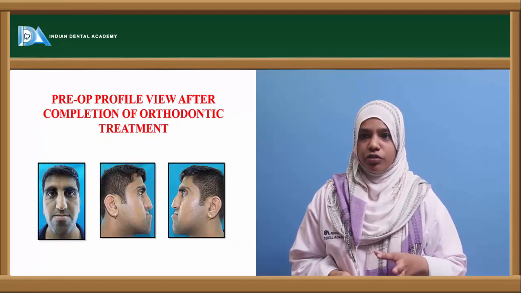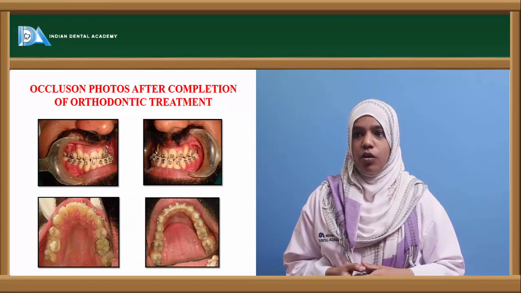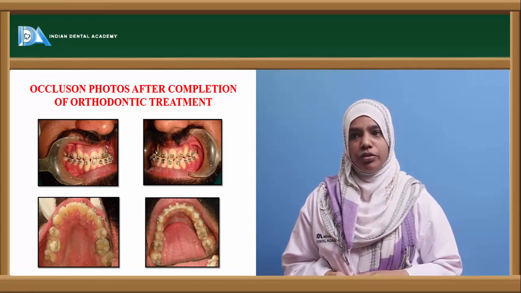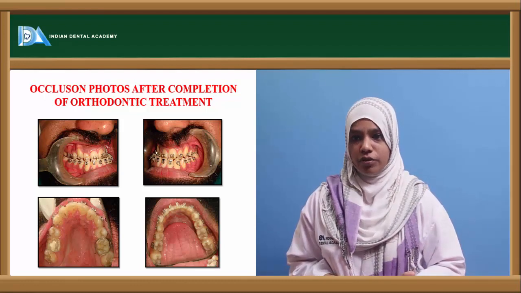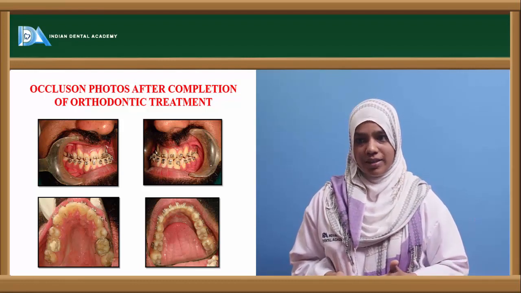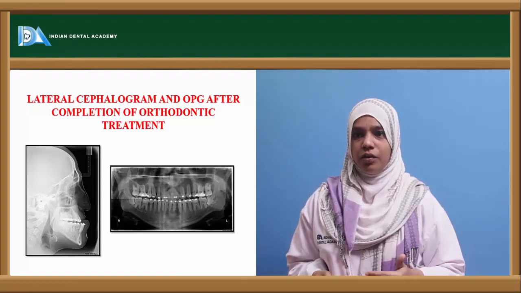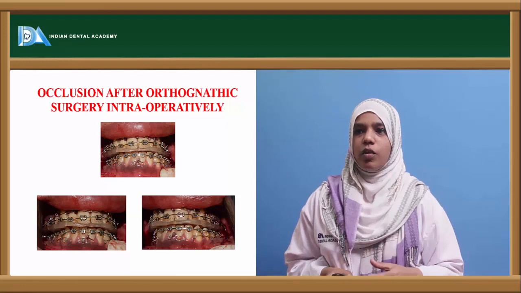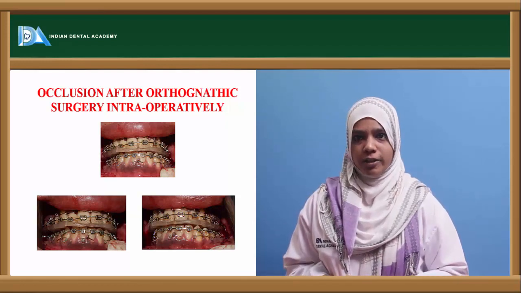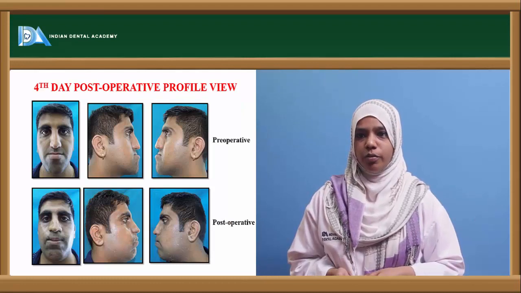Now this is the patient profile after completion of orthodontics. This is the occlusion that you achieve after completion of orthodontics. You can see the arch is beautifully aligned and the canines are in position. The premolar was extracted depending upon the requirement. This is how the profile is after orthodontic treatment. And this is how we got the occlusion after orthognathic surgery, that is maxillary advancement and mandibular setback. You could appreciate the profile.